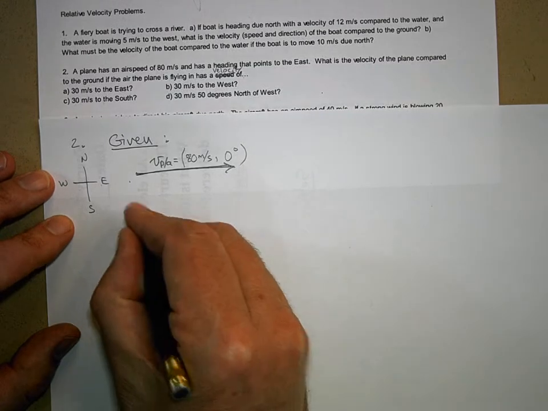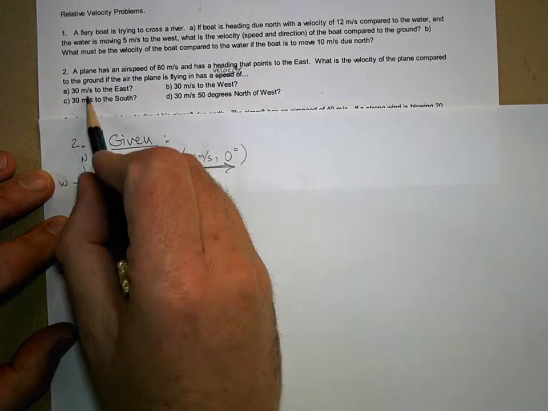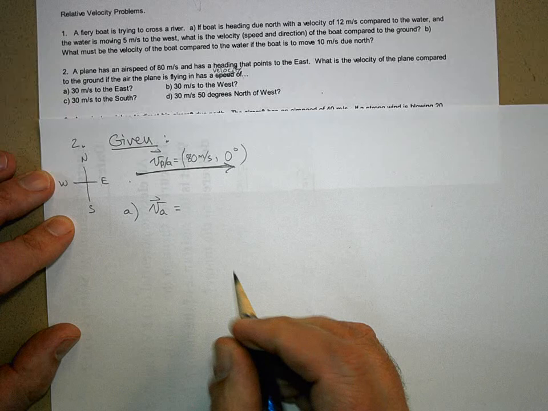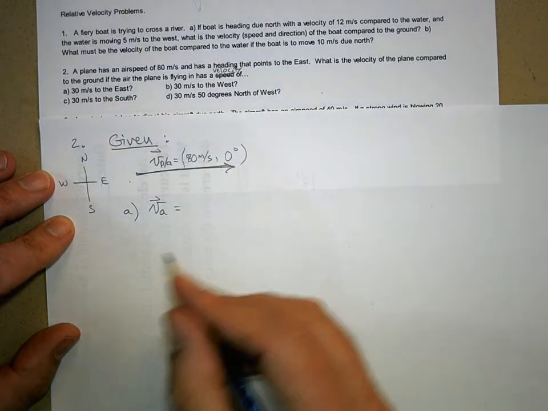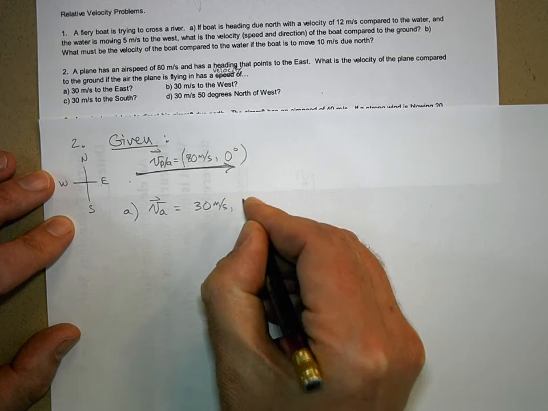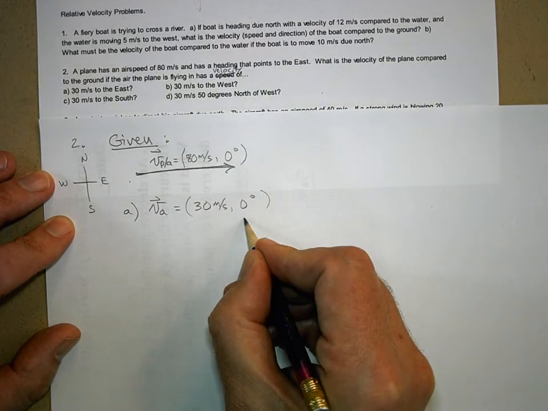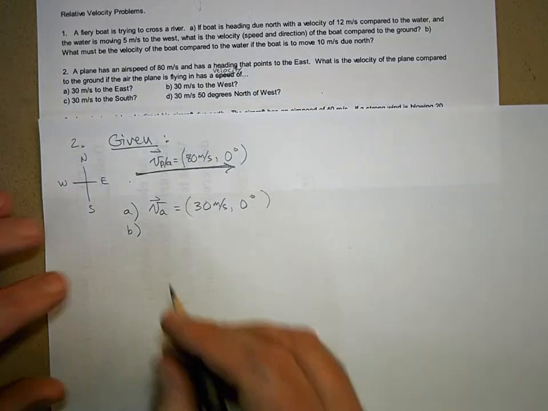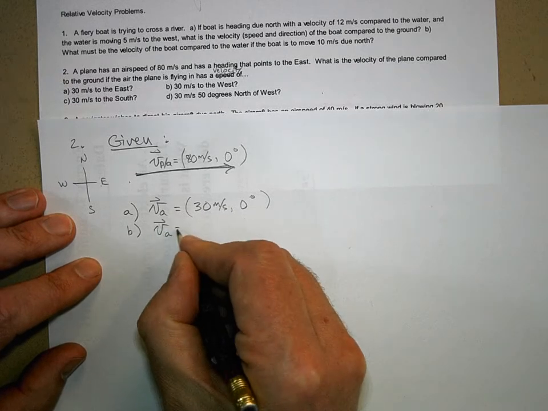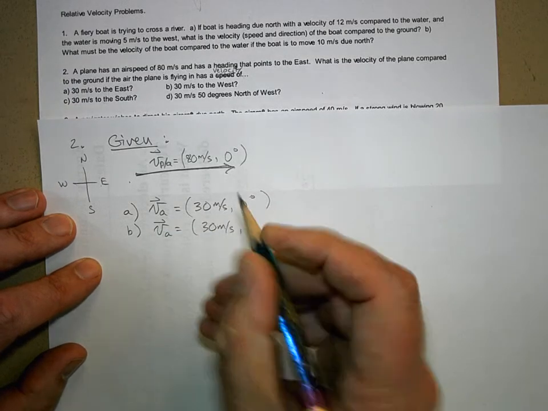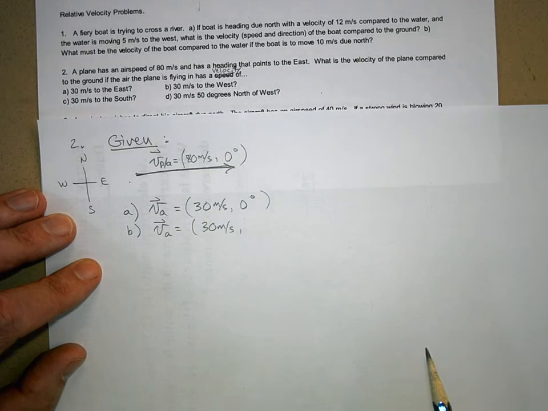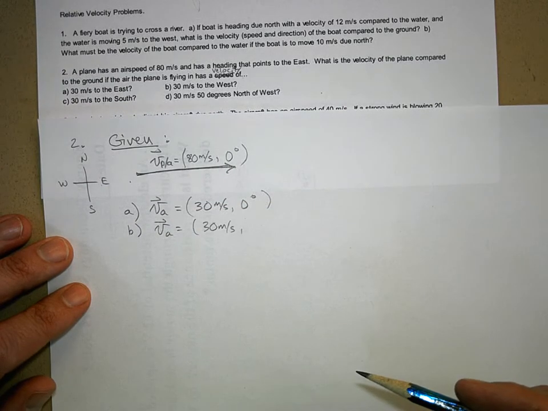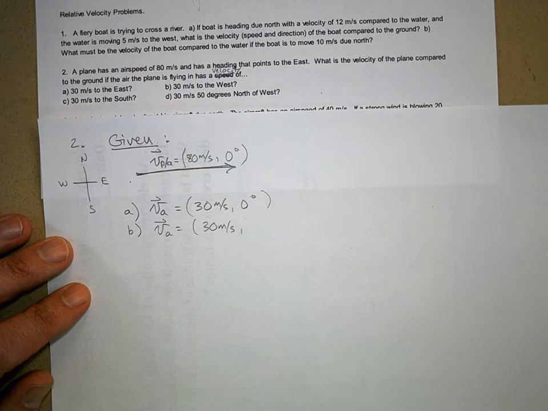Now, for part A, this is the velocity of the air. It says the velocity of the air is 30 meters per second to the east. See what I did there? 0 degrees. And then for part B, the velocity of the air is 30 meters per second, but it says to the west for part B. Now, what direction is to the west? You know, it is negative. If we were going to do this in rectangular coordinates, we would do negative.